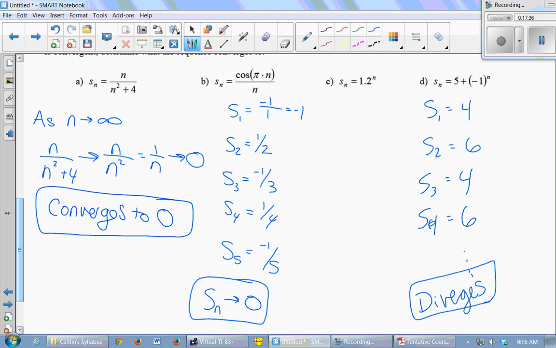So this one's bouncing around, but it's bouncing around 0 and getting closer to 0 every time. And then what about C? What happens as n goes to infinity there? It diverges because the whole thing is going to go to infinity. Good.